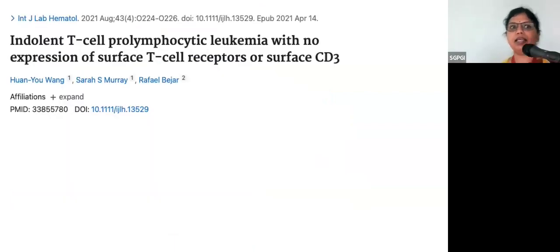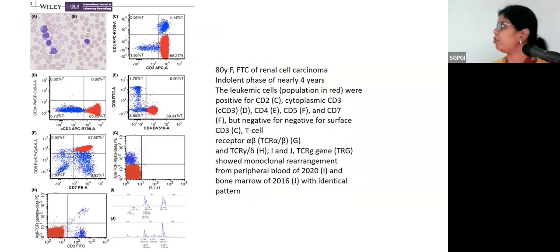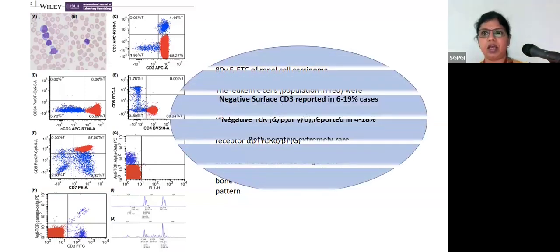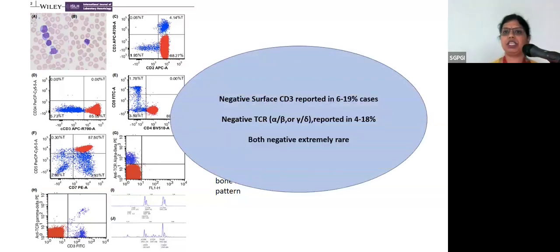Then this is another case showing an aberrant immunophenotype in a case of TPLL with no expression of surface T cell receptors or surface CD3. This is from a follow-up case of renal cell carcinoma, an 80-year-old female. So from all these case reports, we can take away that negative CD3 is reported in around 6 to 19% of cases, although the classical phenotype says it is positive for pan T cell markers. Then negative T cell receptors are reported in around 4 to 18% of cases. Both CD3 and TCR being negative is relatively rare.